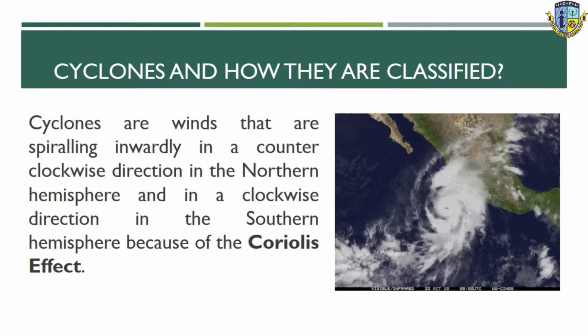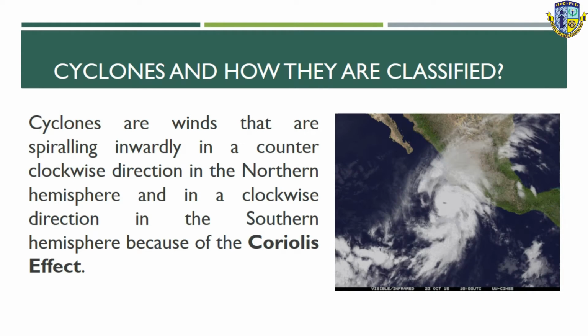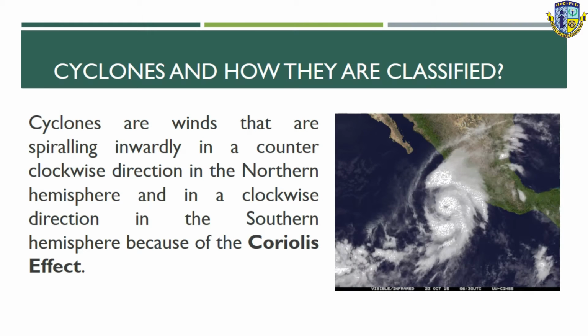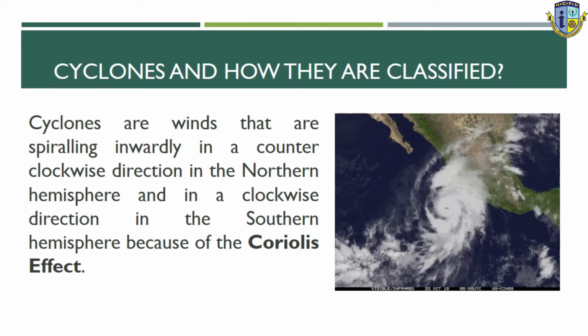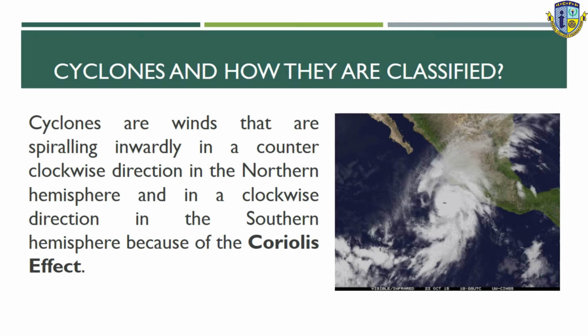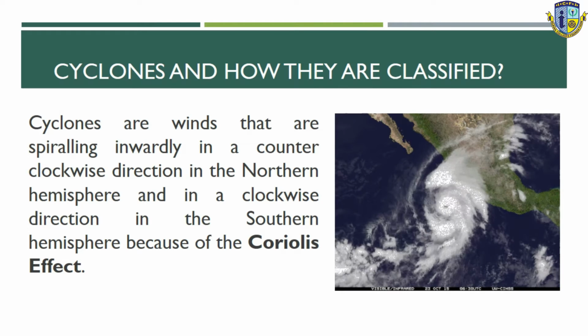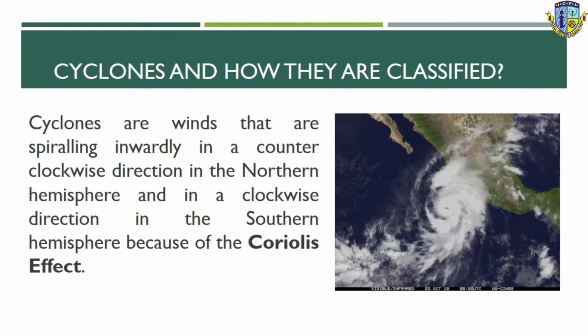In weather science or meteorology, cyclones are winds that spiral inwardly in a counterclockwise direction in the northern hemisphere and a clockwise direction in the southern hemisphere because of the Coriolis effect.